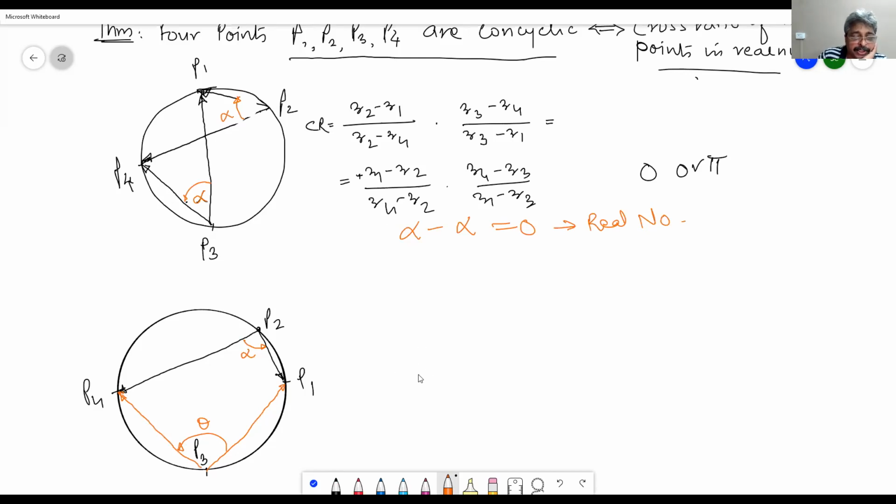So first ratio is giving me angle alpha, second ratio is giving me angle theta, but they add up to pi because they are concyclic, even P2. So here the addition is 0, here the addition is pi, and therefore real number.